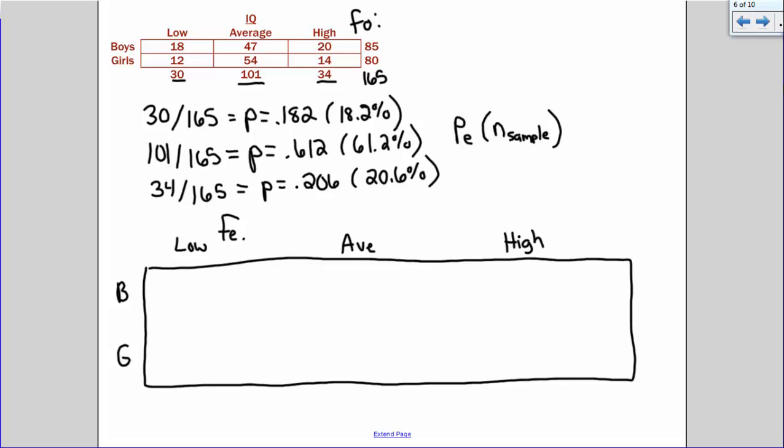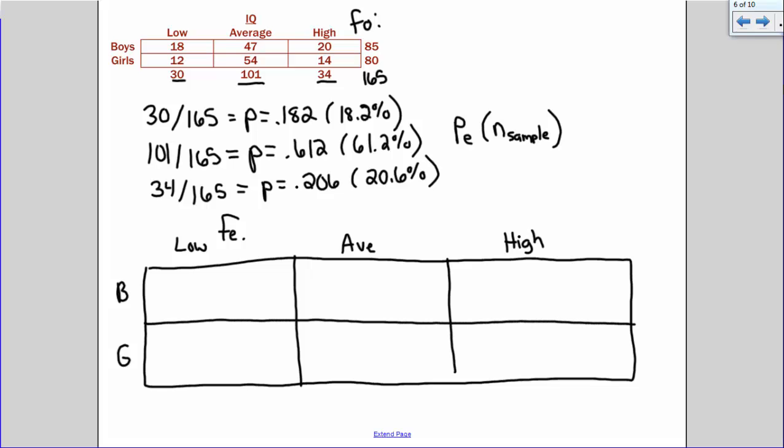Now it really becomes important to stay organized for this kind of chi-square because we've got so many values to work with. All right. So for boys with a low IQ, if 18.2% of our sample has a low IQ, and we expect 18.2% of boys and 18.2% of girls to have a low IQ, we could find that by saying 0.182 times how many boys? 85. And then 0.182 times how many girls? 80.